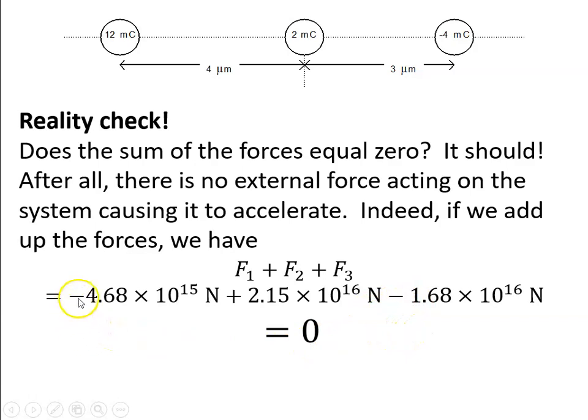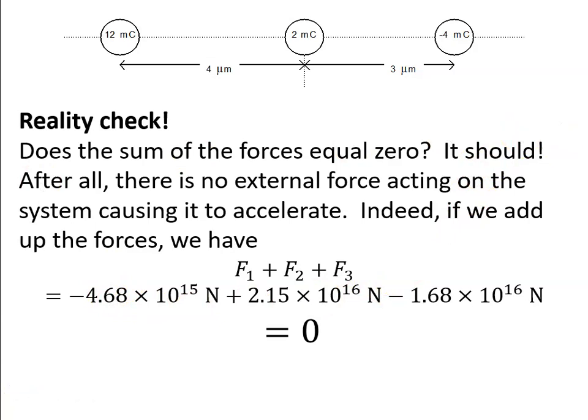The net force on charge 1 is negative 4.68 times 10 to the 15 newtons. The net force on charge 2 is 2.15 times 10 to the 16 newtons with a positive sign, and the net force on charge 3 is negative 1.68 times 10 to the 16 newtons. So you would have these three as your individual answers with the proper signs.